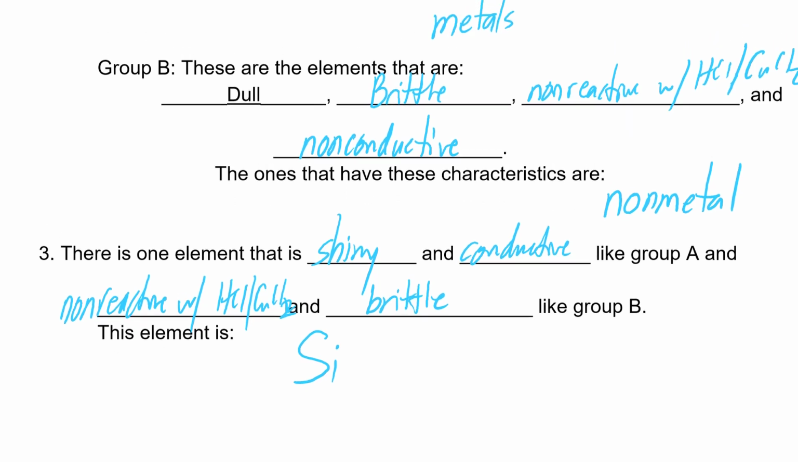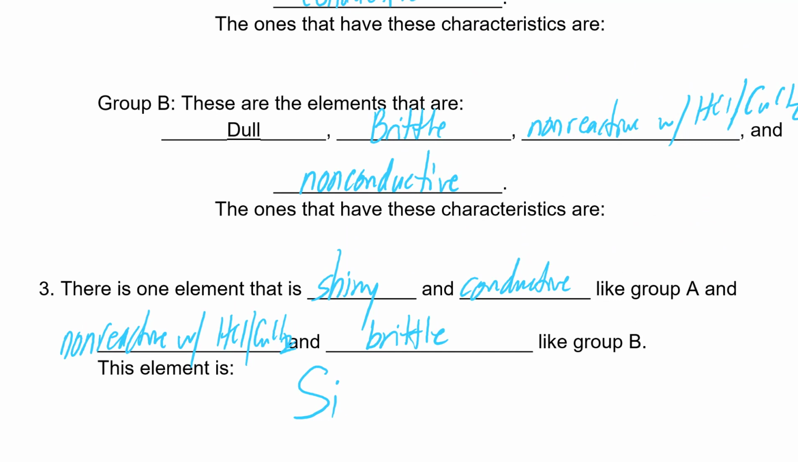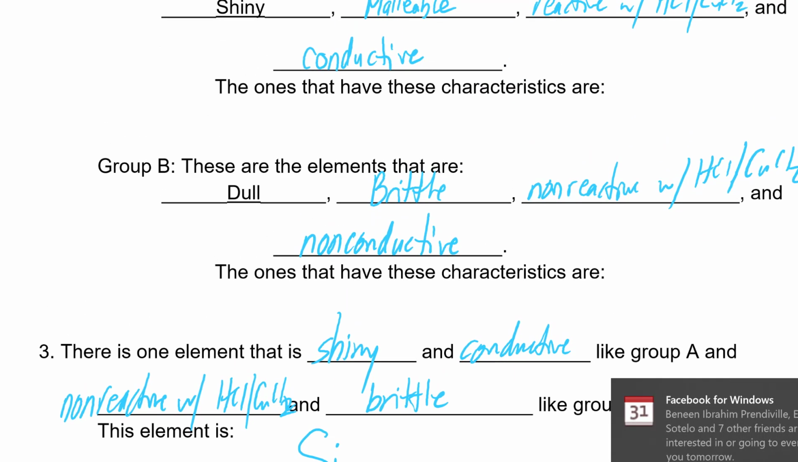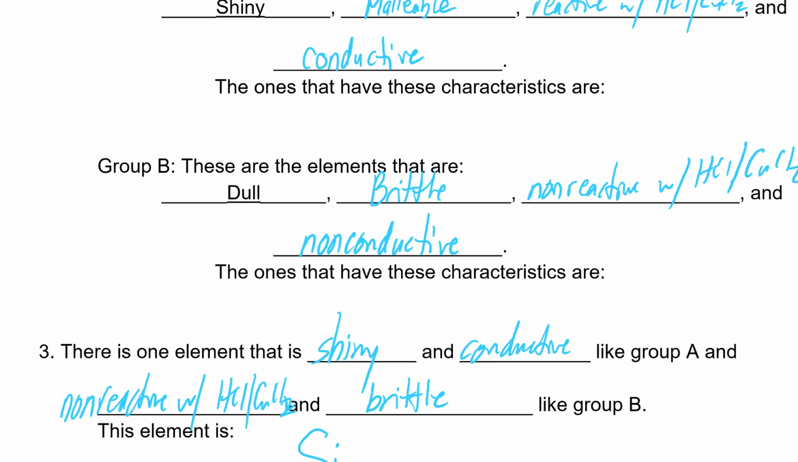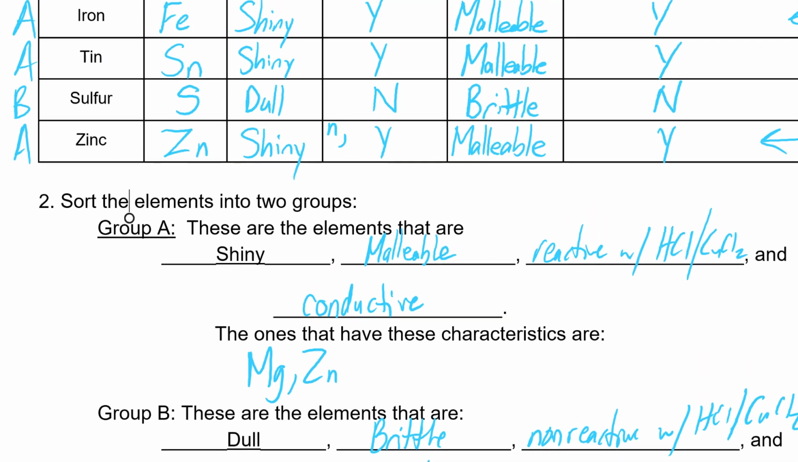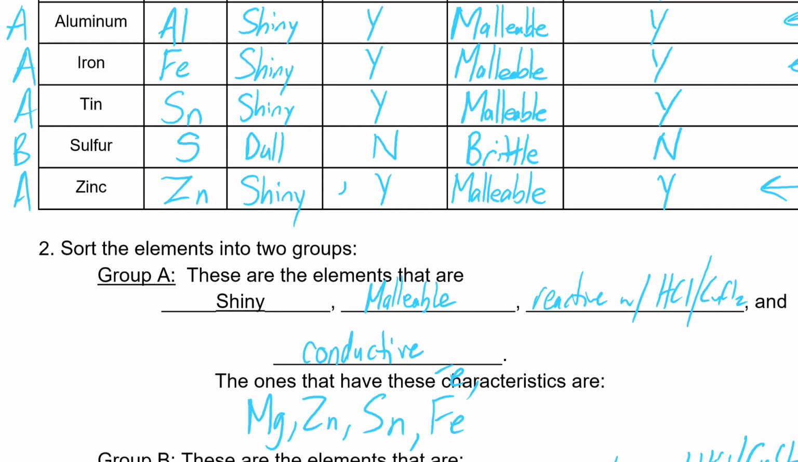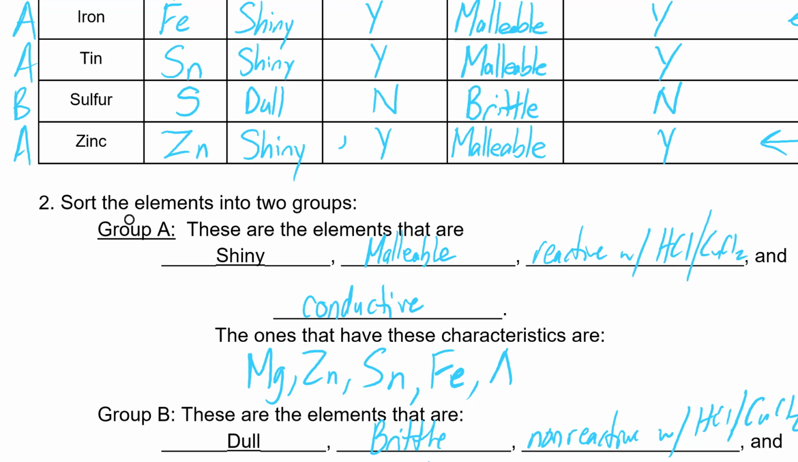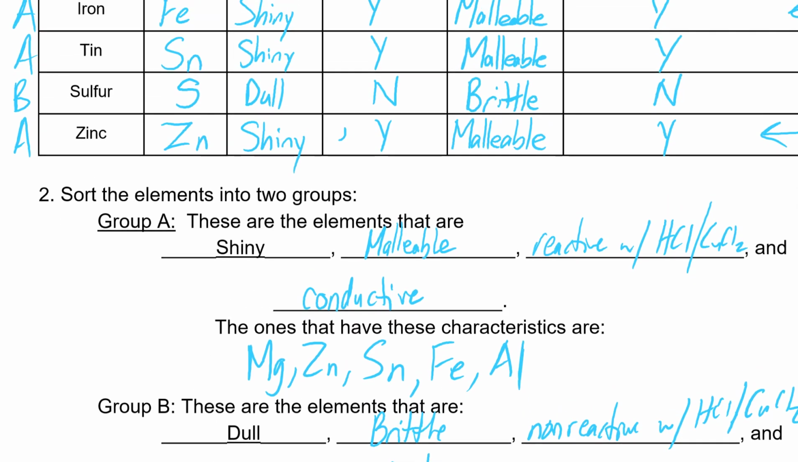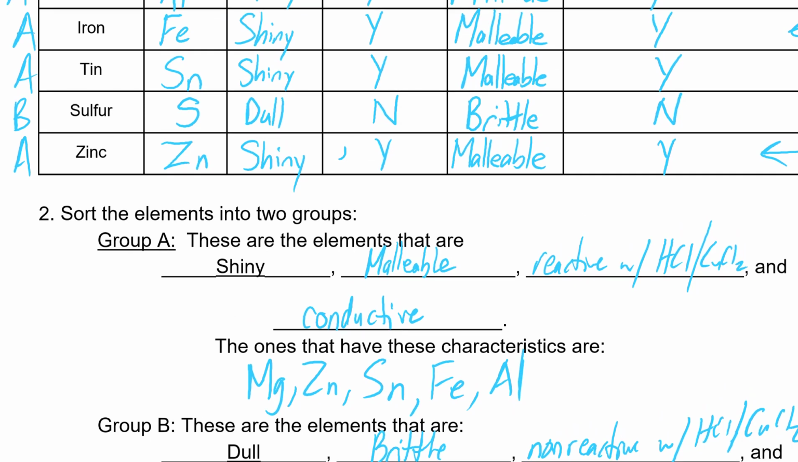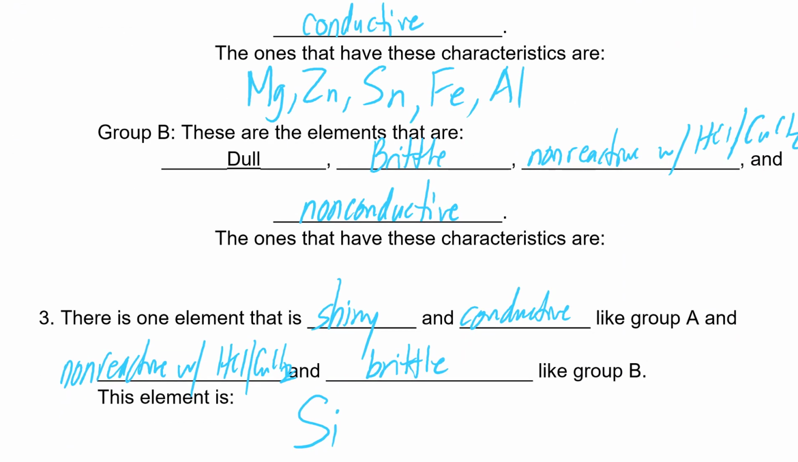Actually, I just realized that we're not supposed to write metal and non-metal here. You have to write the elements down. So we write magnesium, zinc, tin, iron, and aluminum, right? Okay, let me erase that. Okay, it disappeared. And the ones that have the characteristics of group B are carbon and sulfur.